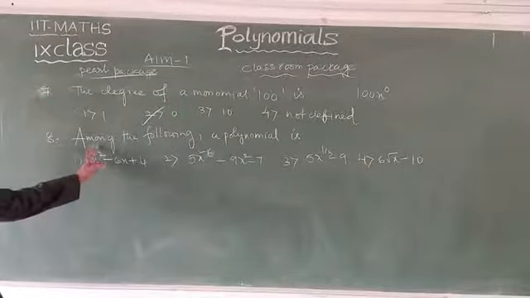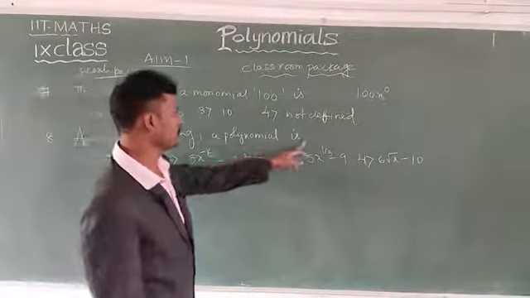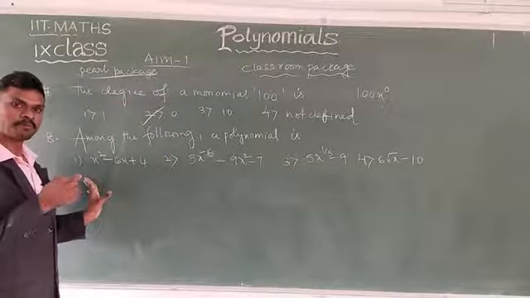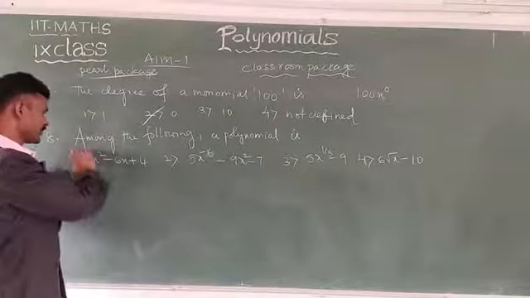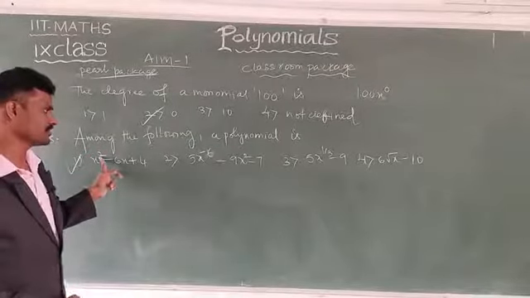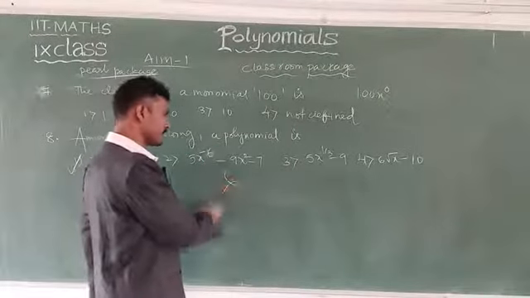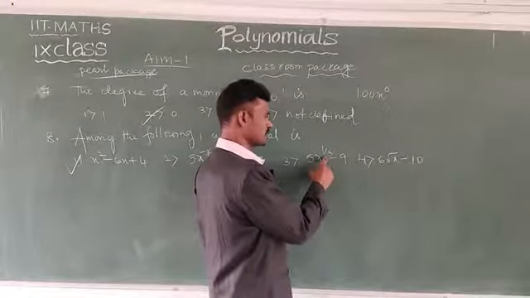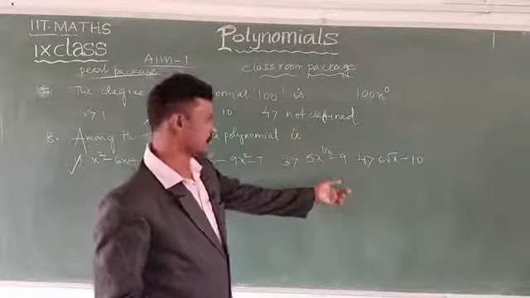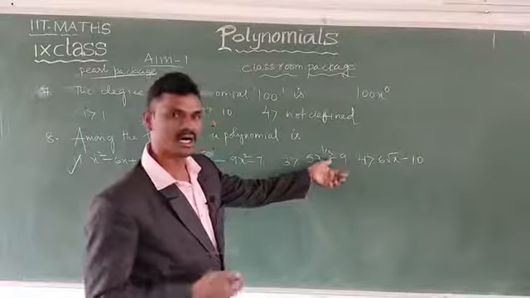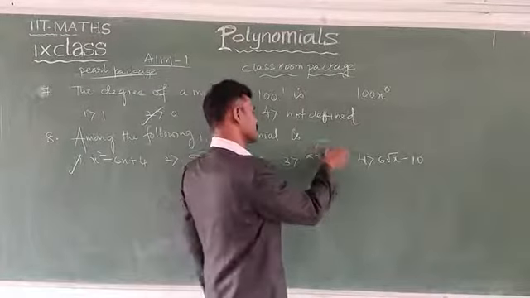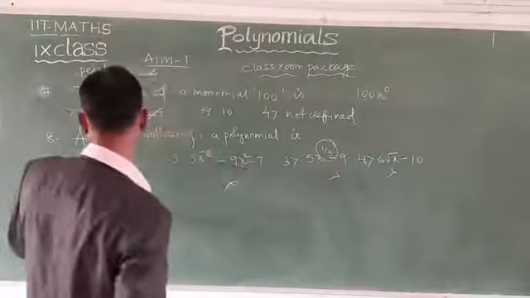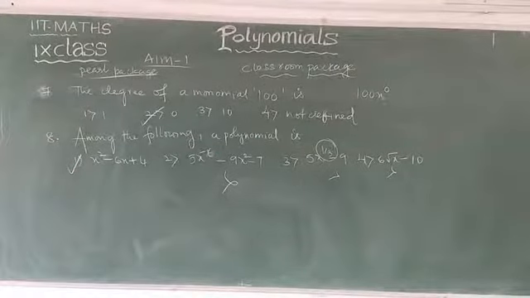Now, eighth one: among the following, a polynomial is... See here, for a polynomial first you have to consider that its power is non-negative. This is a polynomial, its degree is positive; your degree is negative, so this is not a polynomial. This is not a rational number, this is not an integer, positive integer or whole number. This is a rational number. That's why this is also not possible, this is also not possible. Okay, our answer is the first one. Note down.